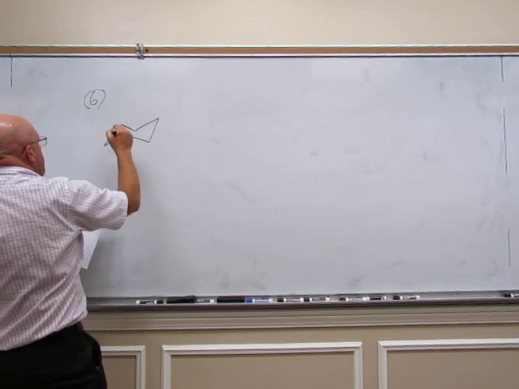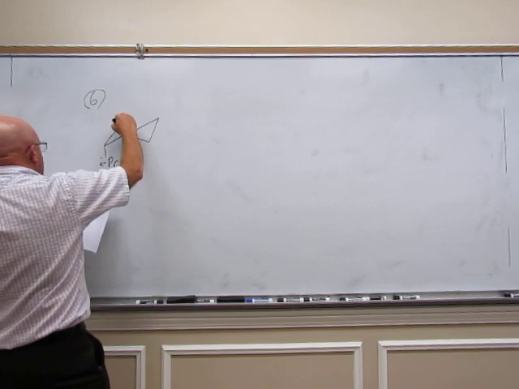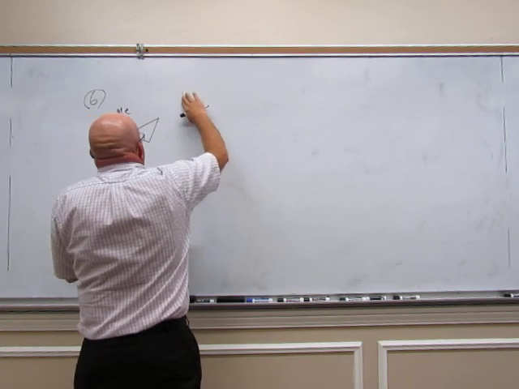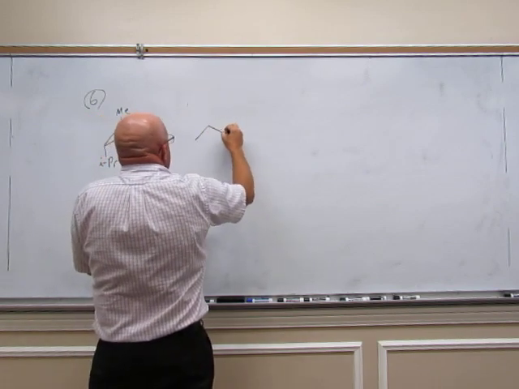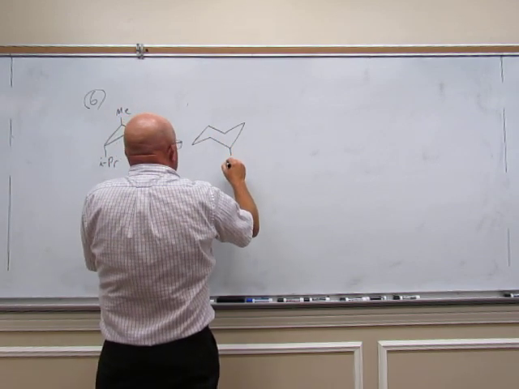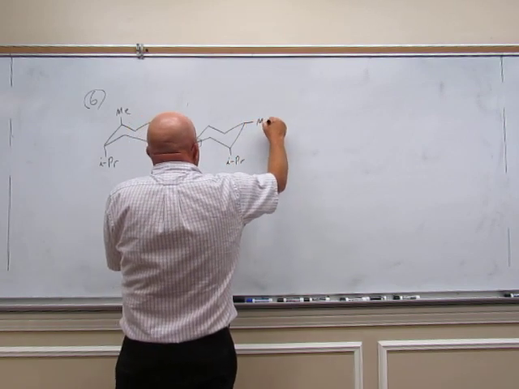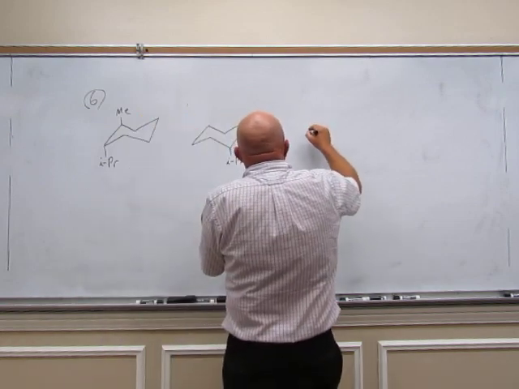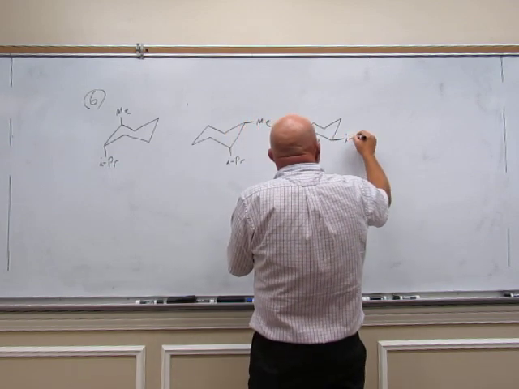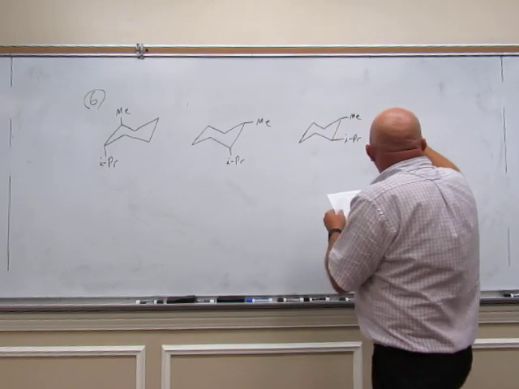Our next one is looking at the most stable conformation. It says for cis 1-methyl 2-isopropyl cyclohexane. Make certain that you're looking at the correct structure. It is indeed the cis.